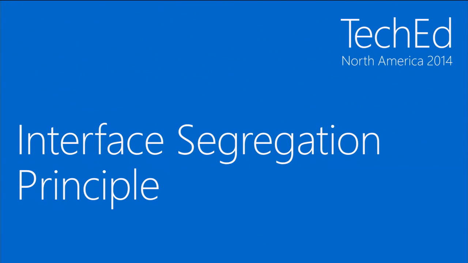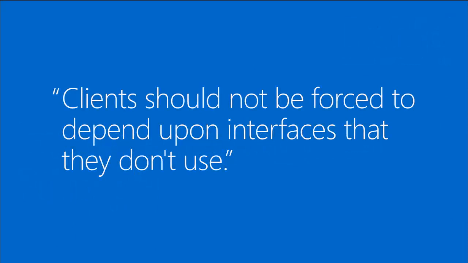Interface segregation principle. The interface segregation principle is that clients should not be forced to depend upon interfaces that they don't use. Yep, it's about that simple. I don't want classes having to get this massive interface with a whole lot of functionality when I only need a little bit of it. So we want to break down our interfaces into such small pieces that a class or somebody using that interface only gets exactly what they need.